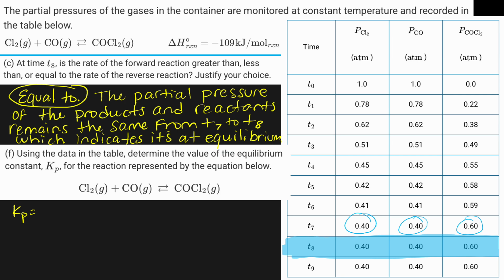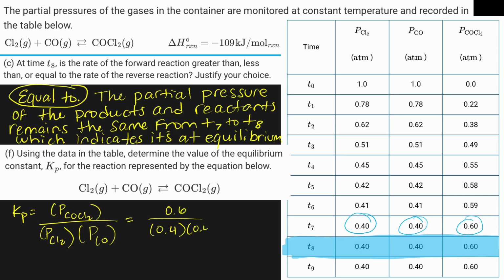I think it does minimize errors. So for our product, we have the partial pressure of COCl2, and for our reactants, we have the partial pressure of Cl2 and the partial pressure of CO. So plugging those values in, I have 0.6 for my product, and for my reactants, I have 0.4. I end up getting 3.75, but with our number of sig figs, which is 2, our final answer would be Kp is equal to 3.8.